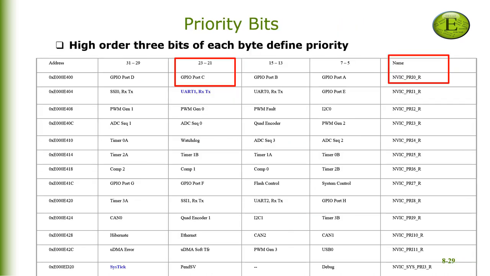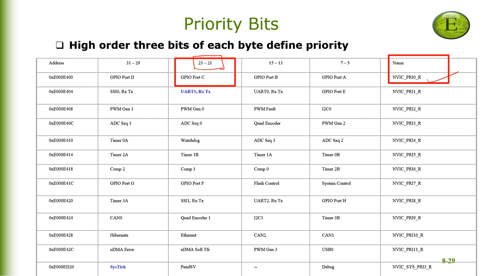Next, we want to set priority levels for the port C pin number 4 interrupt. We first need to figure out the priority register for the port C interrupt. And from the table, we can see that this is NVIC priority register number 0, and the three bits are bit number 21 to 23. So we're going to write to these bits to set the priority.